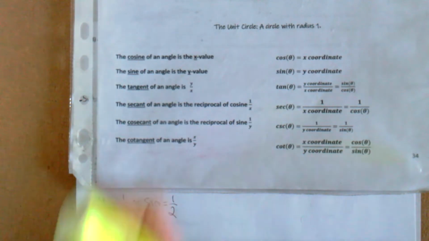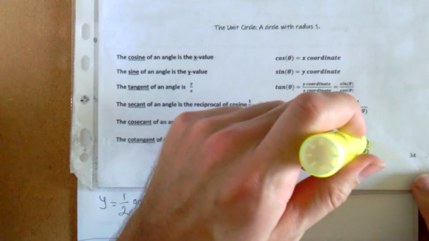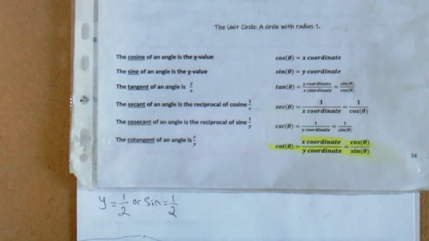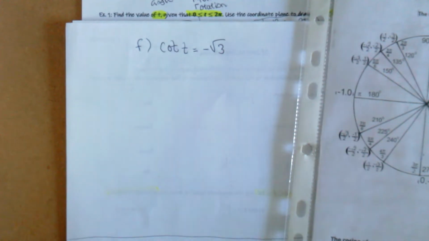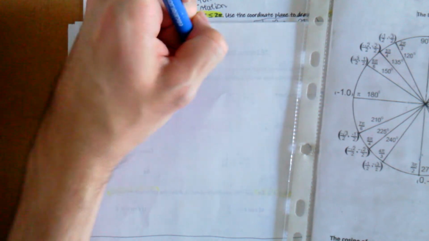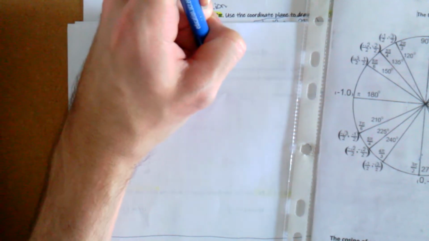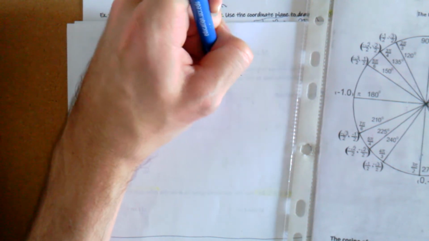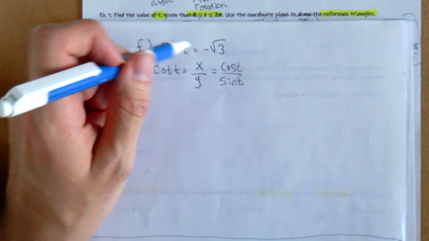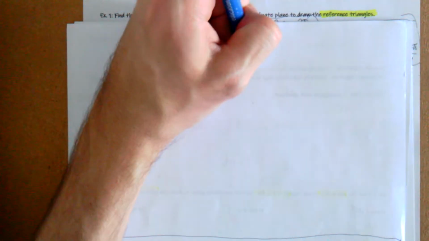Cotangent is defined as the x-coordinate over the y-coordinate, or cosine over sine, since cosine corresponds to x and sine corresponds to y. It's the same thing. So, let's go ahead and write that down. I'm going to use a separate sheet of paper because I know I'm going to run out of space otherwise. So, cotangent of t equals negative square root of 3. Cotangent is the same as x over y, or cosine over sine. And then we know that that is equal to negative square root of 3.